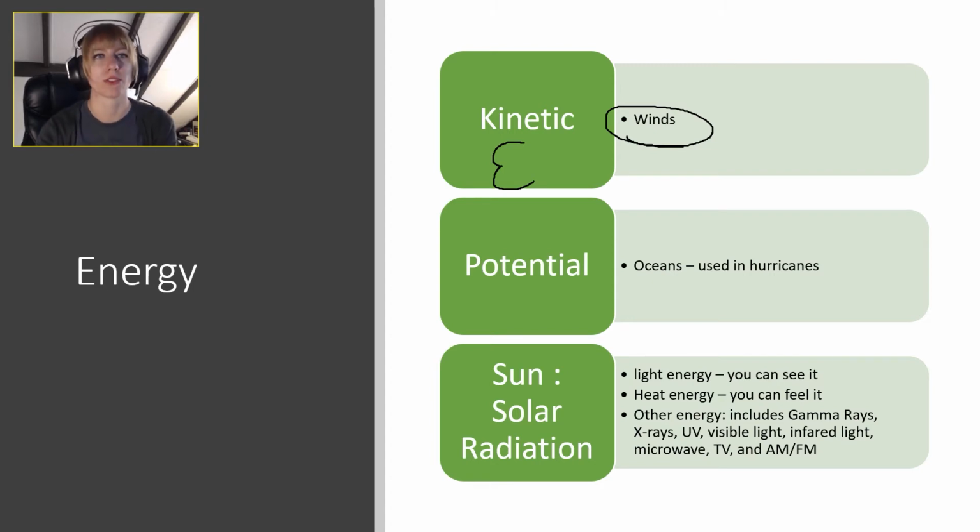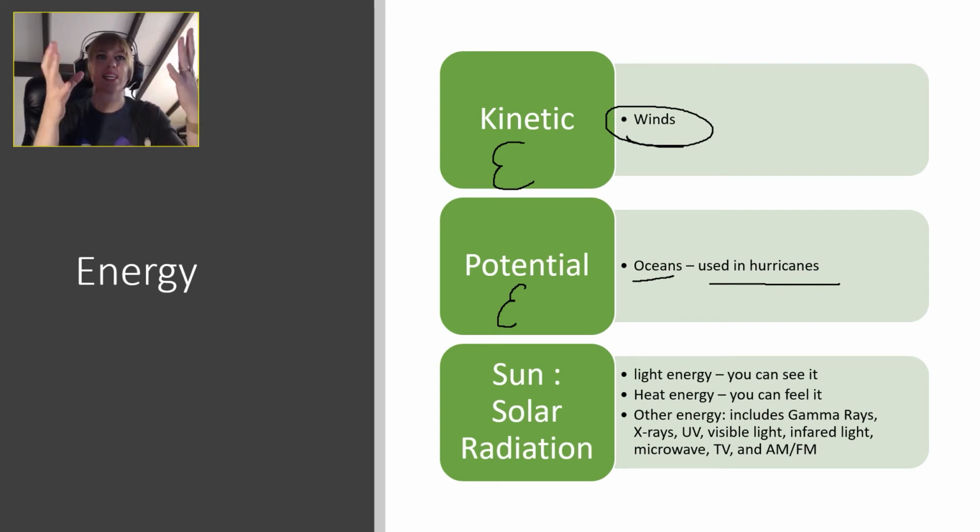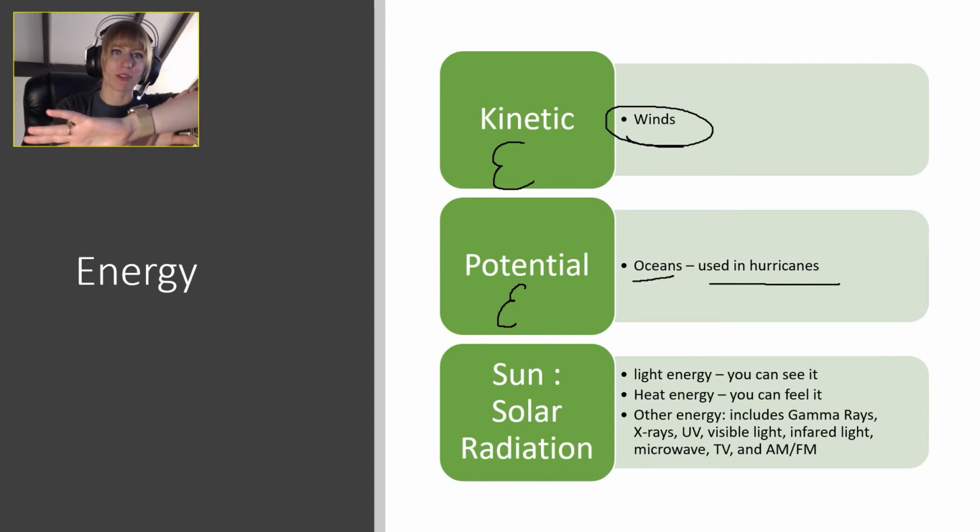And then we have potential. So our potential energy is in the oceans, and it's often used in hurricanes. And we're going to actually get to this specific thing later when we get to weather extremes. So sun and solar radiation. This leads to light energy, light you can see, energy you can feel in the form of heat. And then we have other energy, including gamma, X-rays, UV, visible, infrared, microwave, radio.